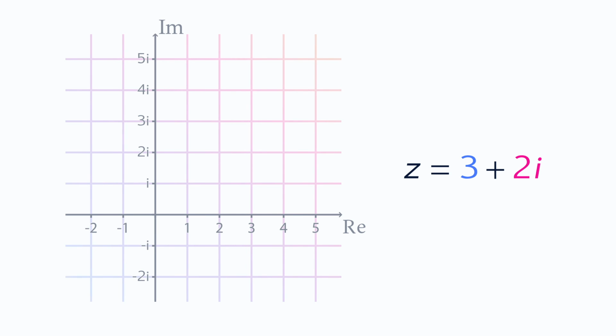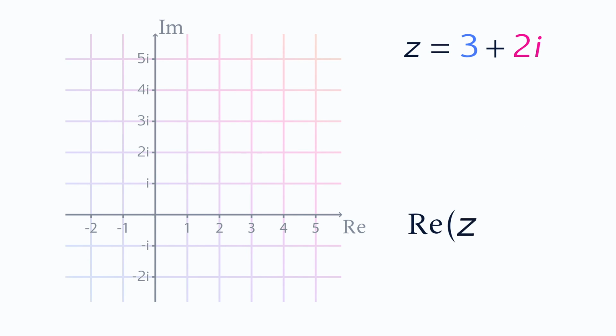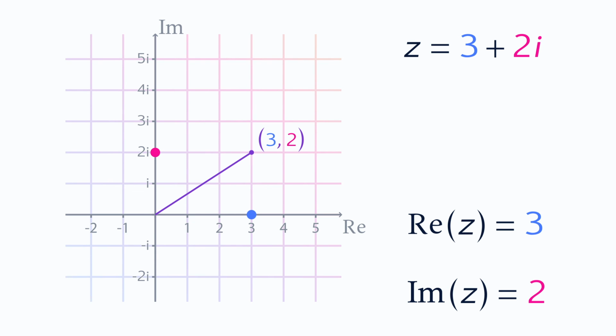Let's look at one final example. Place the number z equals 3 plus 2i in the complex plane. Here, the real part of z equals 3, and the imaginary part of z equals 2. Therefore, the number can be visualized as a vector from the origin to the point 3, 2, like this.